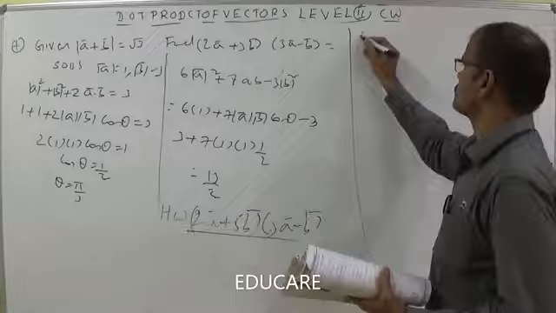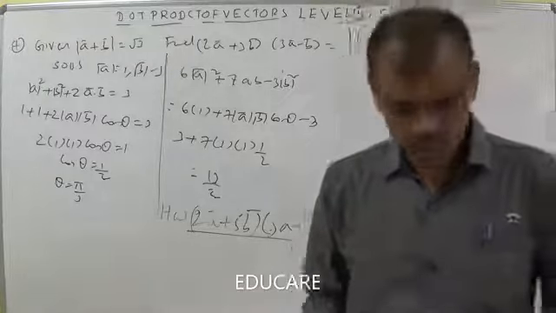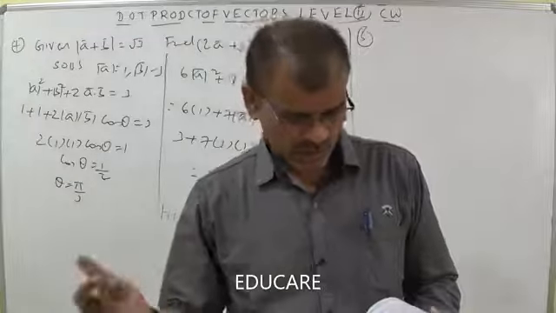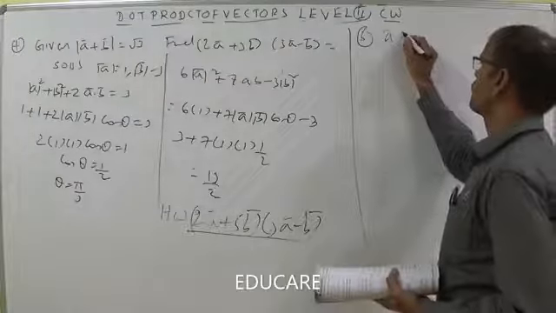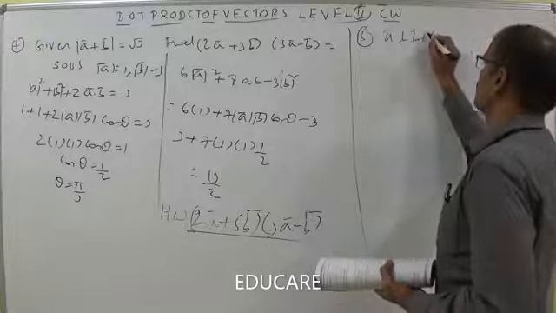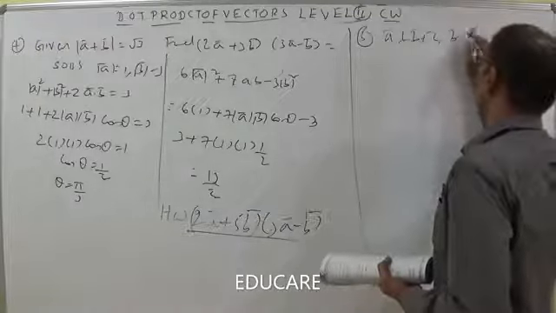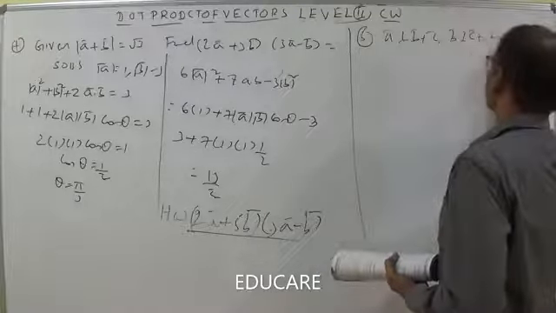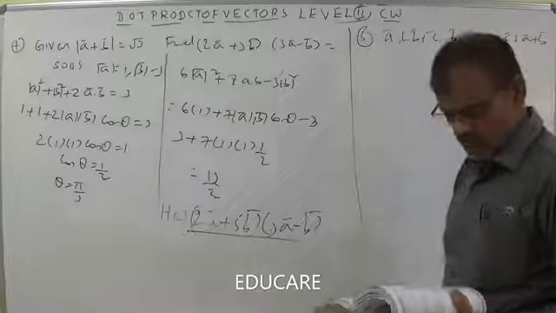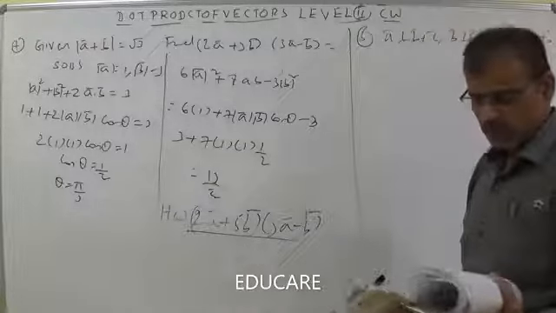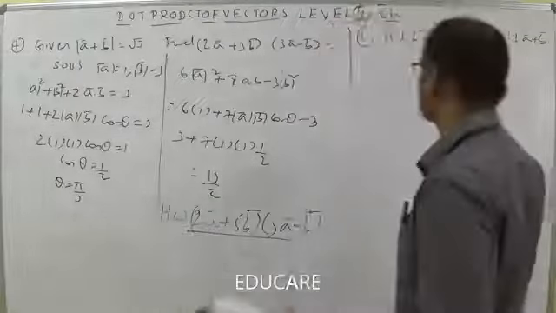Next. Fifth question. A bar, B bar, C bar perpendicular to B plus C, C plus A and A plus B respectively. So like this you write. A bar perpendicular to B bar plus C bar. B bar perpendicular to C bar plus A bar. C bar perpendicular to A bar plus B bar. Then and also given mod A plus B, mod B plus C, mod C plus A data. Then find modulus of A bar plus B bar plus C bar.